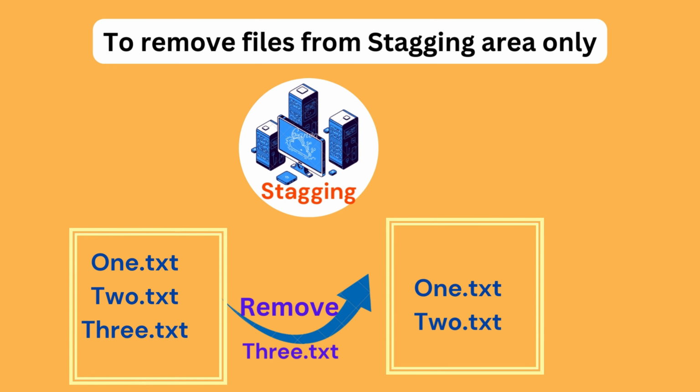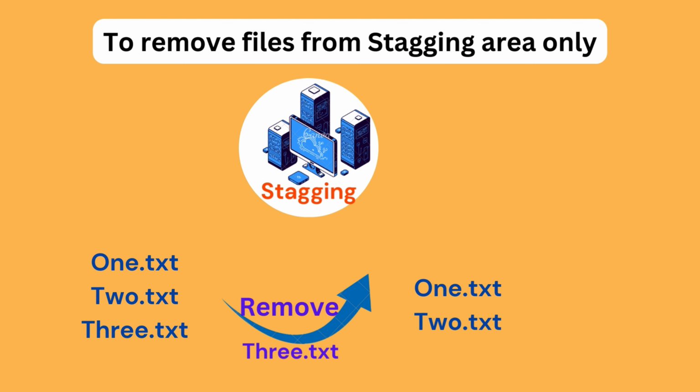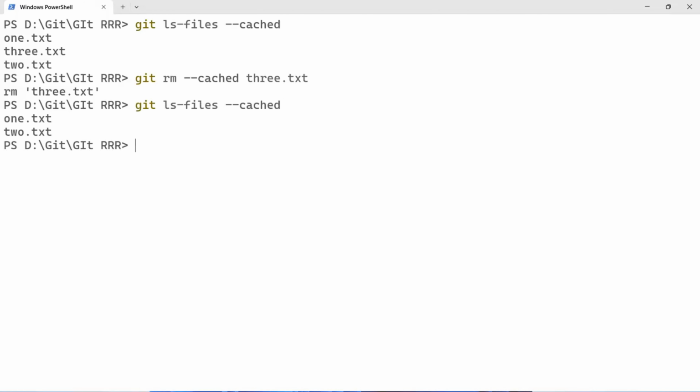Now, the second scenario would be to remove the files from the staging area only. To remove the files from the staging area, for practical implementation, the command would be git rm --cached. The term cached represents the staging area, followed by the file name. Here I would delete 3.txt from the staging area. The command has been executed successfully, and if you make use of the command git ls-files --cached, you can see that the 3.txt file has been removed from the staging area also, and you can see that only 1.txt and 2.txt are the files present in the staging area. So this is how we would remove the files from the staging area only.